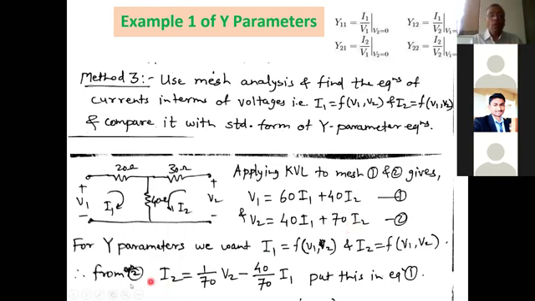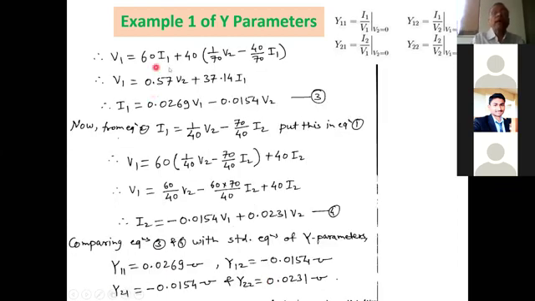So from equation 2, I2 is 1 by 70 V2 minus 40 by 70 I1. Now put this value of I2 in equation 1 and rearrange or simplify. You will get the expression of I1. It has only V1, V2 and I1 terms. Take I1 equal to an expression in V1 and V2. So in terms of V1 and V2, we got this equation. Mark this as equation 3.